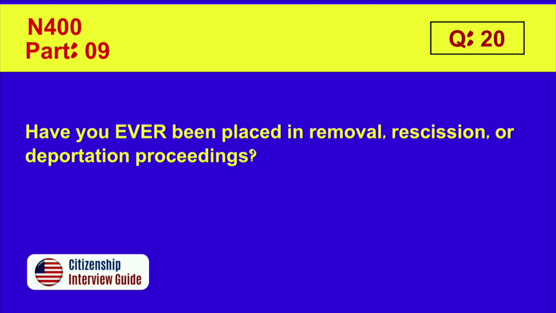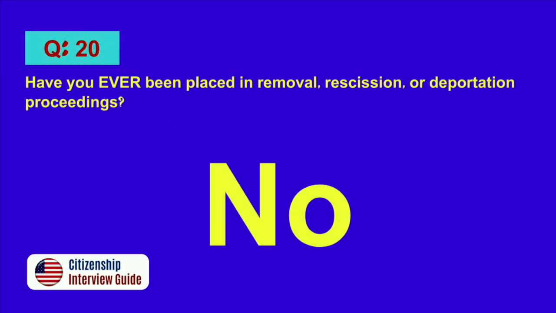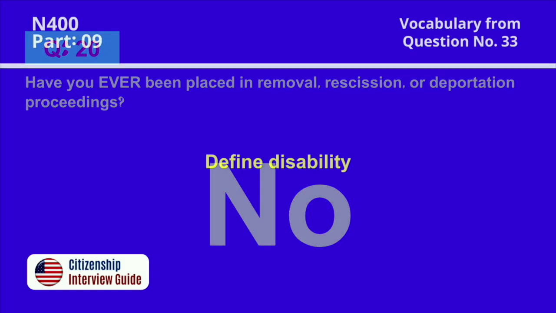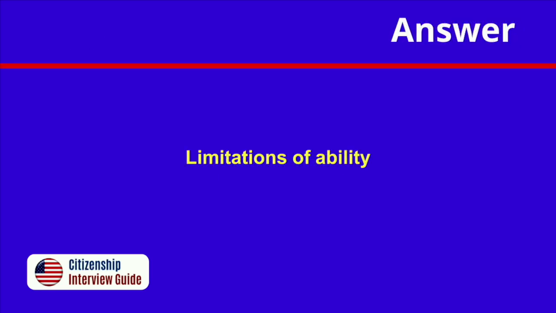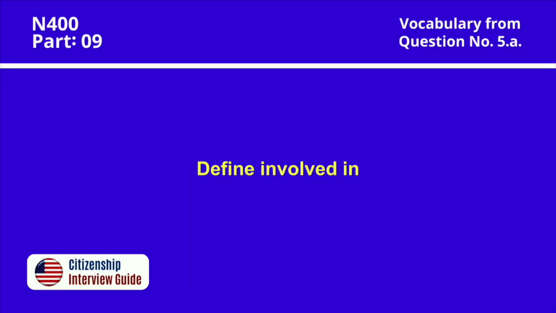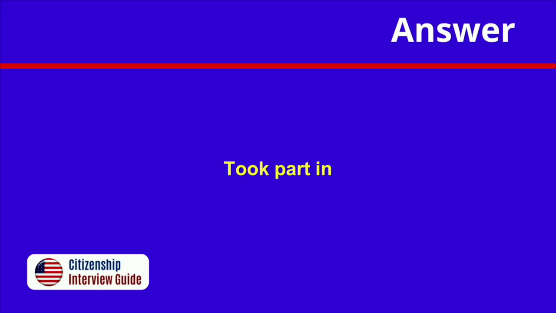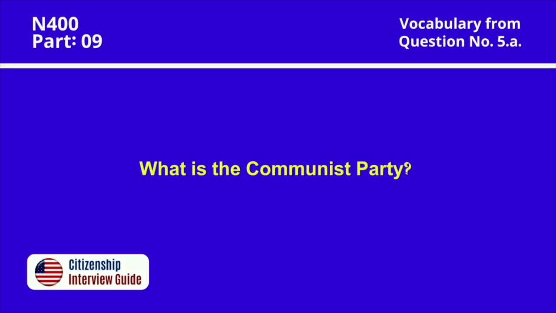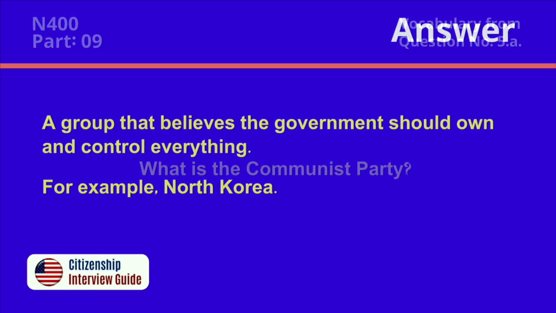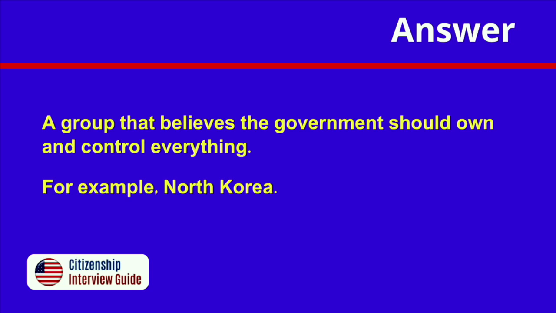Have you ever been placed in removal, rescission, or deportation proceedings? No. Define disability. Limitations of ability. Define involved in. Took part in. What is the Communist Party? A group that believes the government should own and control everything. For example, North Korea.